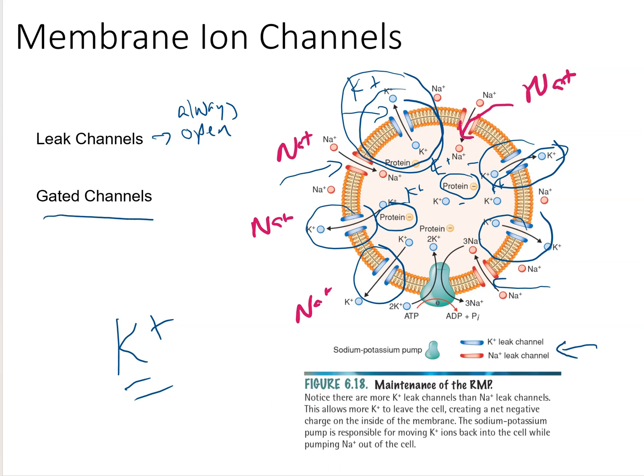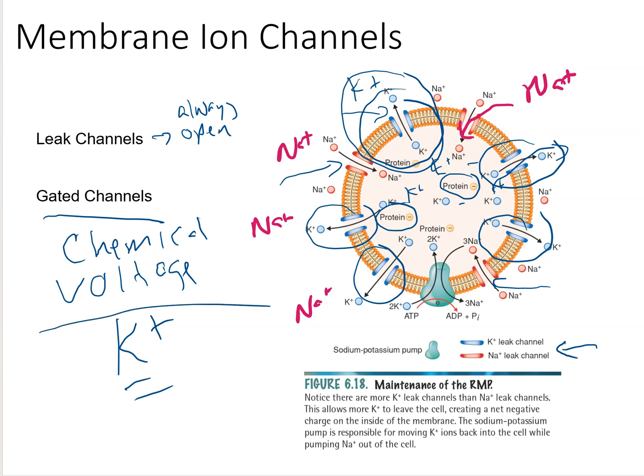Now, gated channels are different. Gated channels are only going to open or close in response to a specific stimulus. So some things that could open a gated channel might be a chemical, like a neurotransmitter could bind and open or close these channels, or the voltage. So we have a charge across the cell membrane, and some of these channels open or close depending on what that number is, depending on what that charge is.